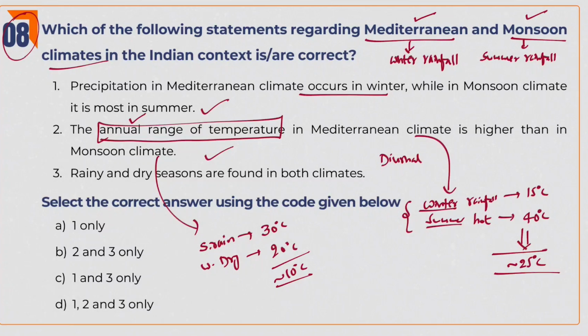Rainy and dry seasons are found in both climates. Yes, in Mediterranean also we see winter rainfall and summer hot, that is dry season. And in monsoon also we see that in summer we will see rainy season and winter we will see dry season. So rainy and dry seasons are found in both climates is right one. Answer is 1, 2, 3.